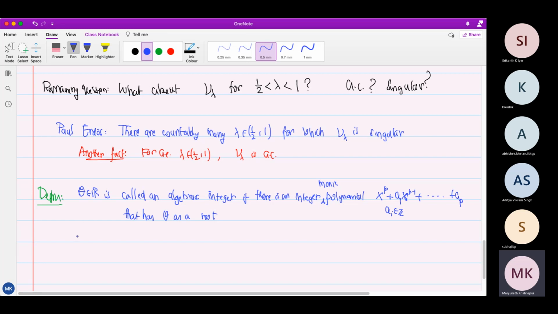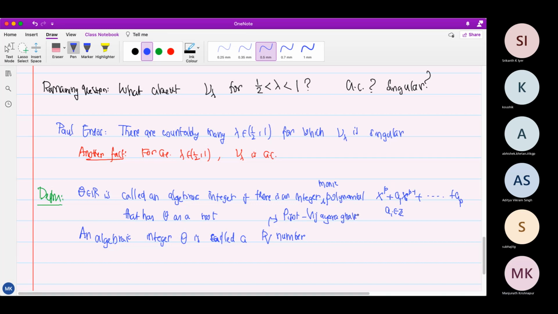But we want specifically a particular type of algebraic integer. An algebraic integer theta is called a PV number. This PV stands for Pisot and Vijayaraghavan. He was quite a well-known Indian number theorist, Vijayaraghavan. He worked in Dhaka, I think, mostly. So it's a PV number if two things. One is theta is bigger than 1.